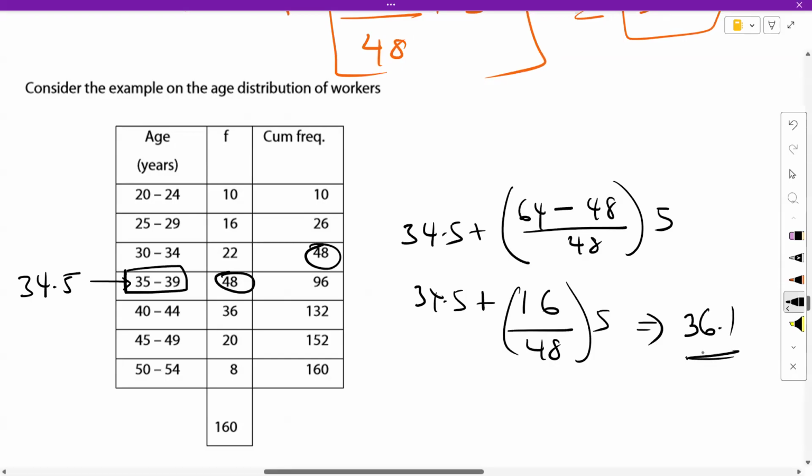Is it the correct answer? Yes, sir. Okay. So quickly calculate D7. Okay, now the answer is 41.7. Right. So now you understood how to calculate Q and D.